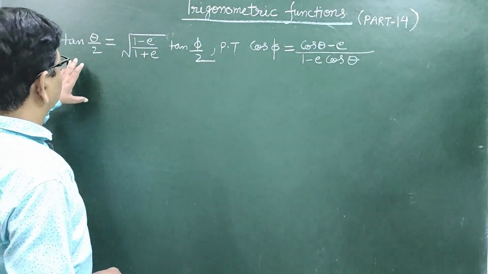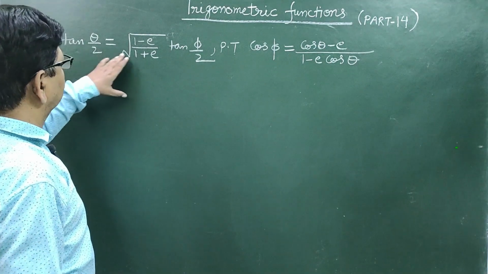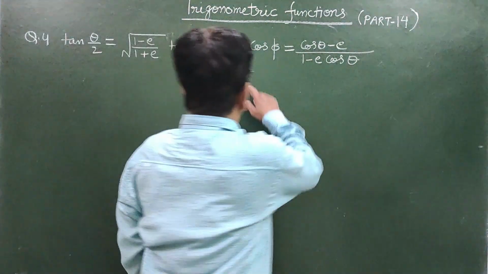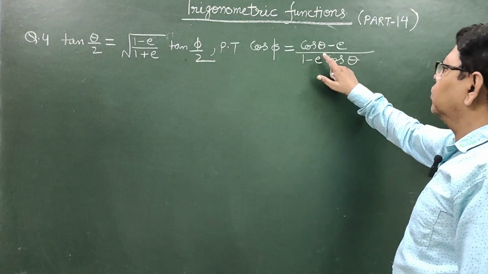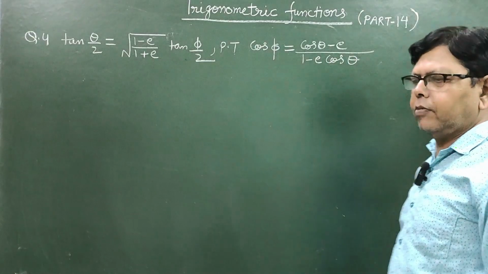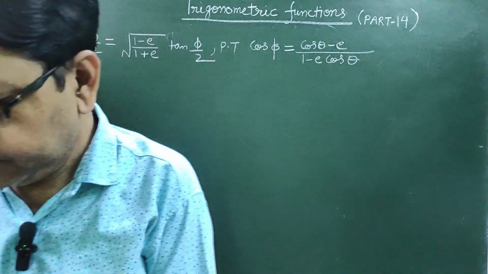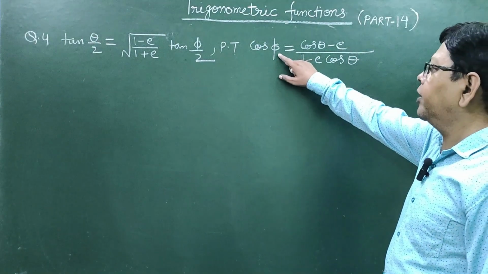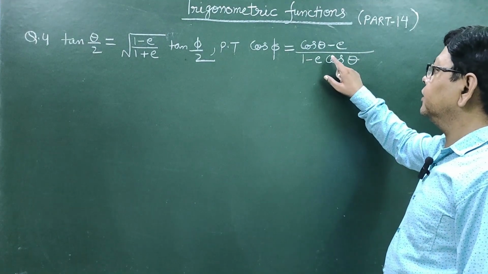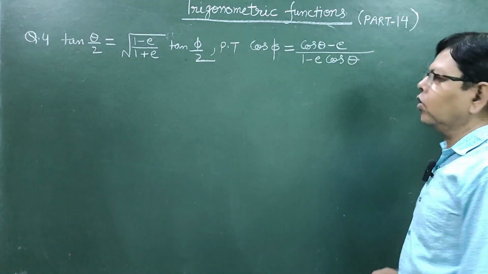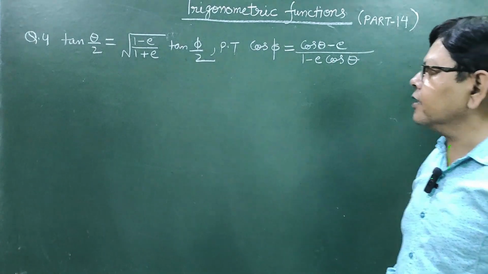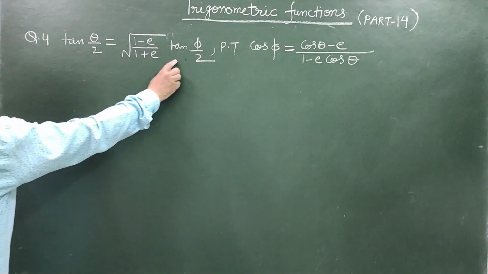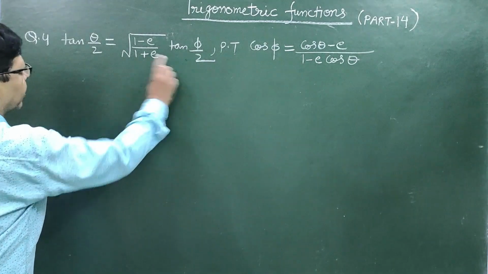Student, next question. If tan theta by 2 is equal to under root 1 minus e upon 1 plus e tan phi upon 2, prove that cos phi is equal to cos theta minus e upon 1 minus e cos theta. Here you want to find the value of cos phi, and in the right hand side you are having cos theta. So let us first find the value of tan phi upon 2 from this given expression.